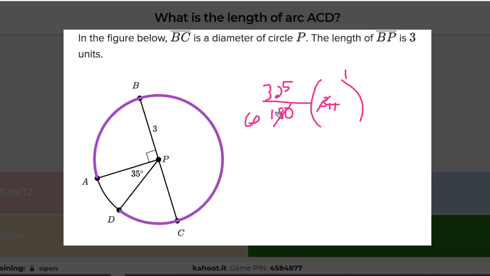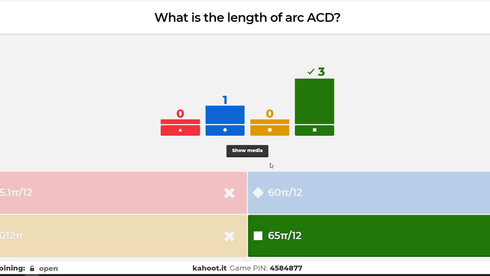What's the biggest number I can divide 3, 25, and 60 by? No, it's not gonna be 15. It might just be 5. If you can do it in steps, if I do this by 5, this becomes 12. Well, 325 divided by 5 is that 65? So that would be just 65 pi over 12. And that was the answer.